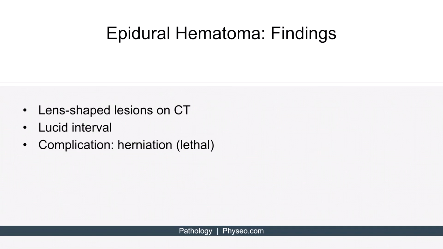A head CT scan will show a lens-shaped lesion, and the patient will also experience a lucid interval. This just means that there may be a temporary improvement right after the trauma, but as the blood accumulates in the epidural space, the patient may experience neurological signs, such as headache, confusion, and loss of consciousness. Also, when the accumulation of the blood gets worse, the sheer amount of blood may press against the brain structures, leading to herniation, and this can be a lethal complication if it's not treated immediately.